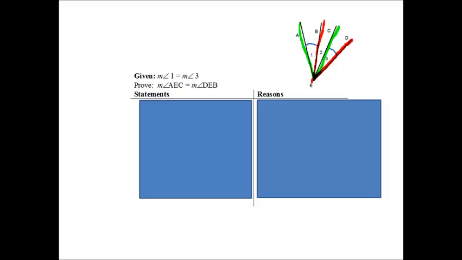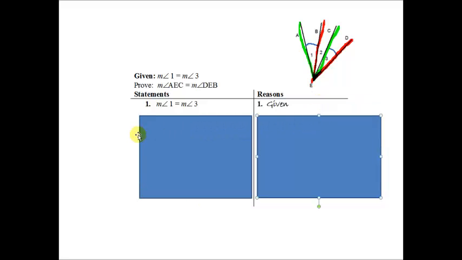Well, what statement can we make first? I'm going to guess that we have our given statement under here, since a lot of times that's what we will put. And sure enough, measure of angle 1 is equal to the measure of angle 3. And what would you put for a reason? Of course, that's our given.